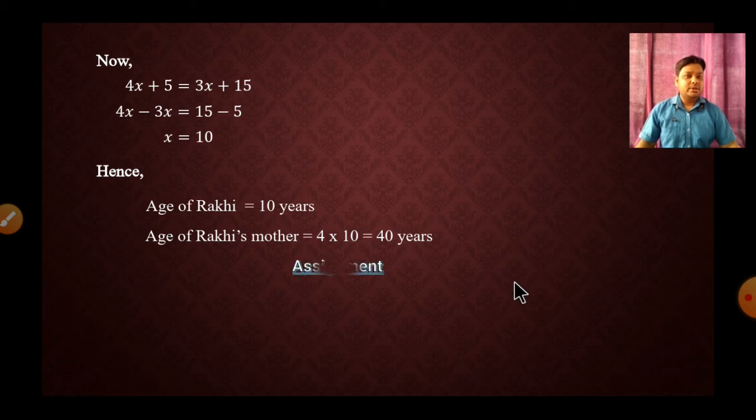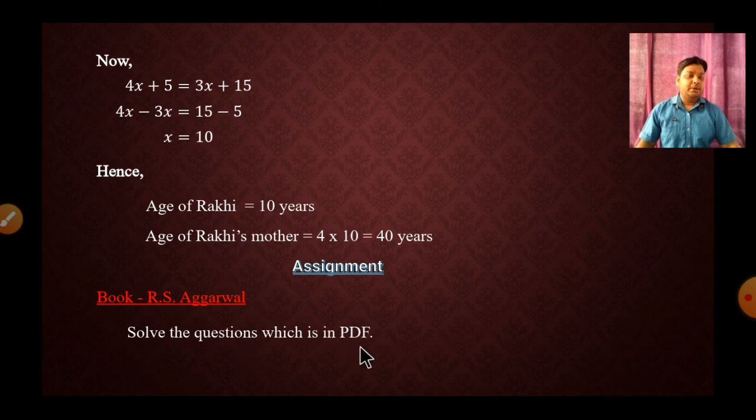Okay, students. Now what you have to do as a homework assignment. Okay, it means in RS Agrawal book you have to solve the question which is in the PDF. Okay, because we are revising, so I will send a PDF which contains some questions to revise this chapter.